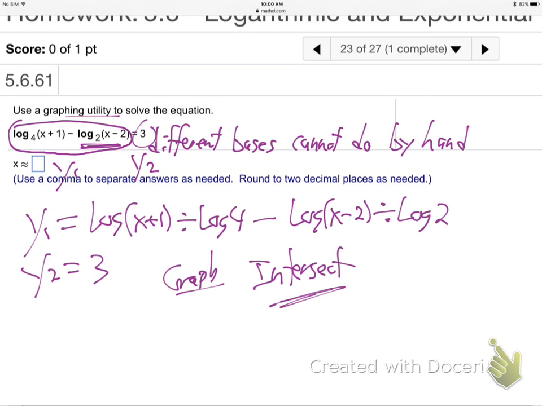Let's see, y equals (x plus 1) divided by log 4, minus log of (x minus 2). So I'm going to type them in real quick. All right, oh yeah, I should have this one already. So here's what I'm getting.